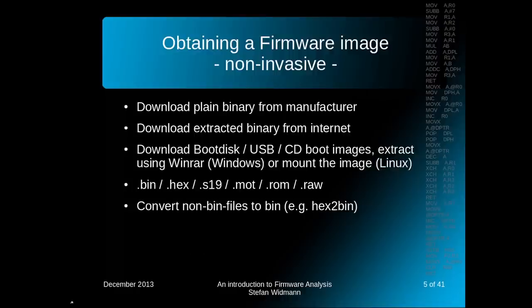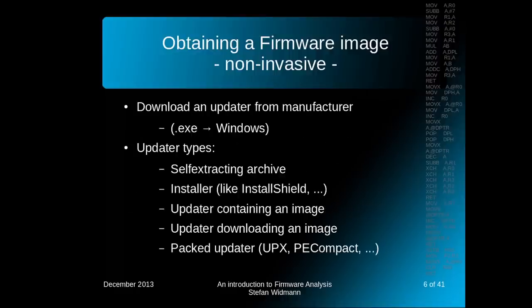Okay, if this doesn't work out, maybe we can get an updater from the manufacturer. Normally, there are .exe files built for Windows. There are different updater types. First, the self-extracting archives. It might be an installer tool like InstallShield or whatever. It might be an updater, a simple .exe file without any installation, just containing the image. It might be an updater that is downloading an image, or it might be one of the others, but packed with an executable packer like UPX or PE Compact. Let's go a little bit into detail.